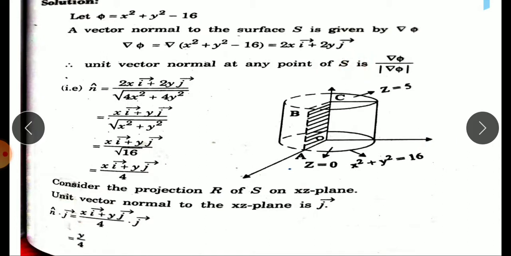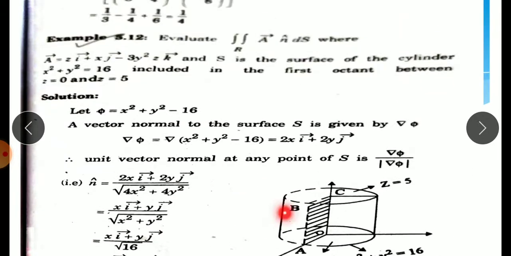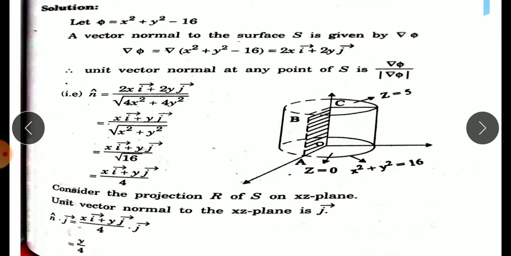So R of S, see here A, B, C, and O, A, B, C, it's a region. First octant, it is light because we are taking that xz plane. This is the first octant in that xz plane. So the unit normal vector to the xz plane is the j vector, since y is the normal direction. That only we have to take.